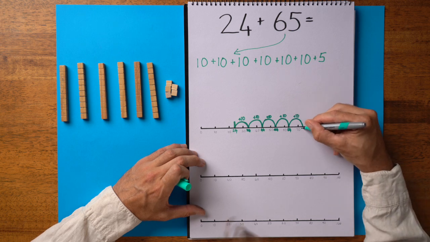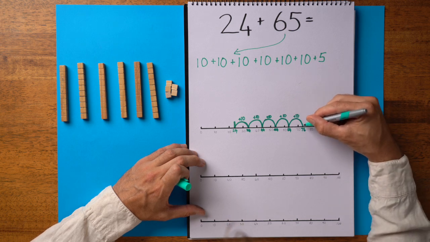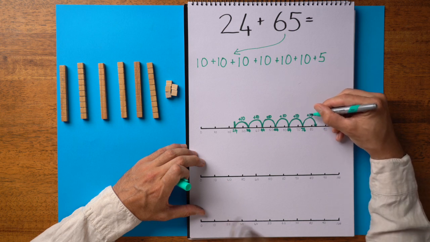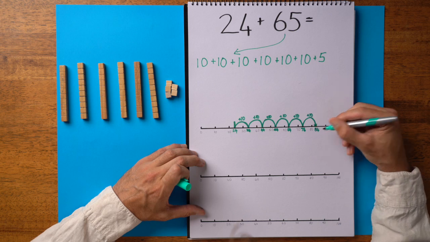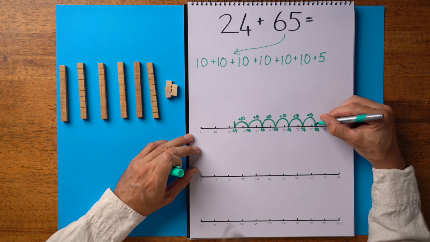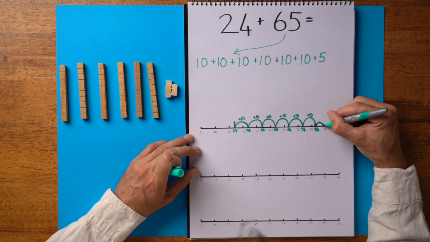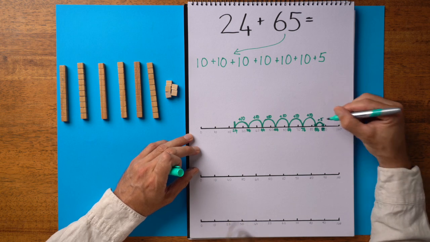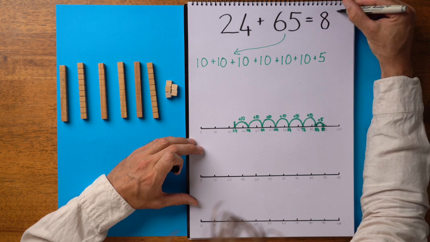5 tens to 74, and 6 tens takes us to 84. Now we just have to add this last 5 ones, which will take us to 89. That's one way we could find our answer, 89. So what other ways could we do this?